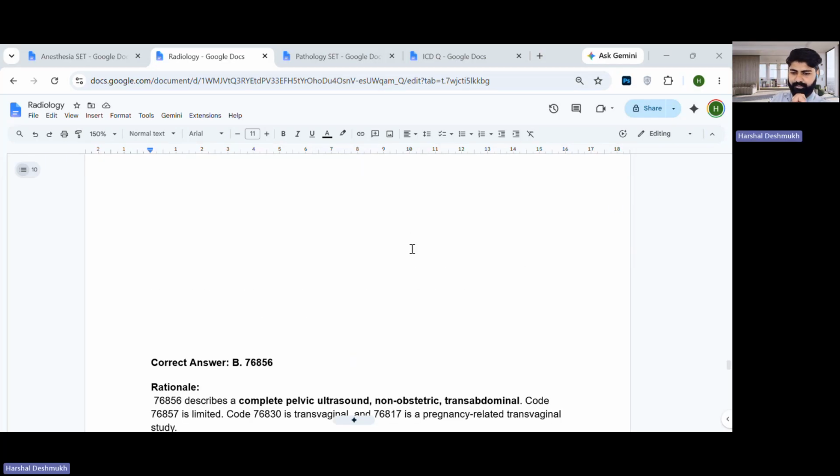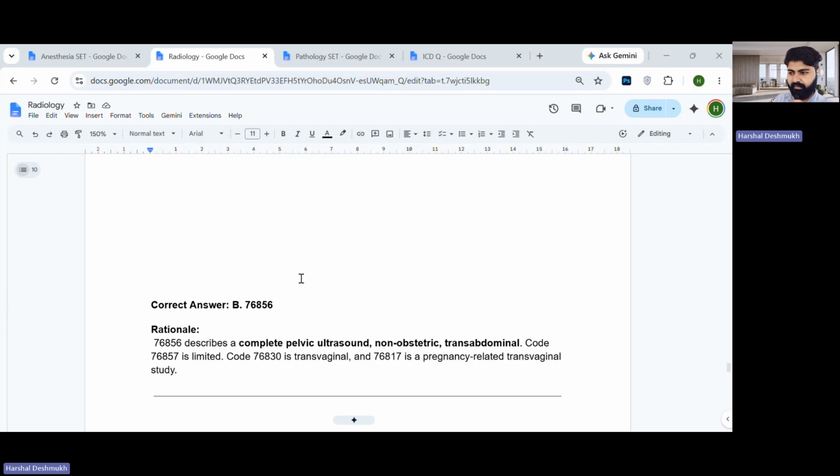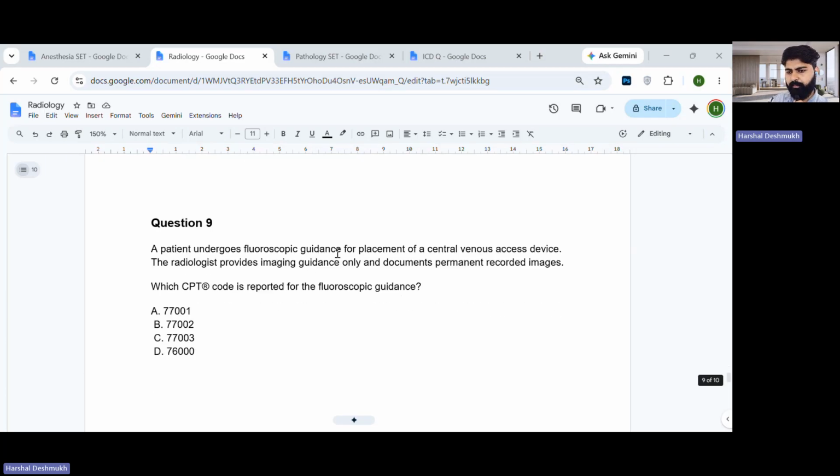Answer to this question is option B, 76856, as it describes a complete pelvic ultrasound, non-obstetric, transabdominal. Right. Moving on to the next one, a patient undergoes fluoroscopic guidance for placement of a central venous access device. But the radiologist provides imaging guidance only and documents permanent recorded images. Choose the best option out of these four here.